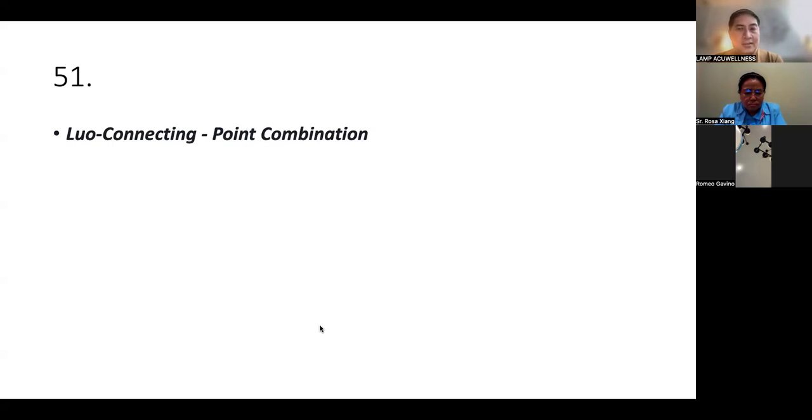The Luo-Connecting, okay. If the Yuan-Source can combine with Luo-Connecting, with the Back-Shu and the He-Sea and lower He-Sea points, what are the possible Luo-Connecting point combinations? Luo-Connecting with Yuan-Source. Okay, only with the Yuan-Source. Now, please discuss the host and guest points combination.